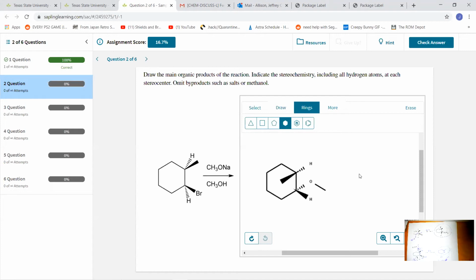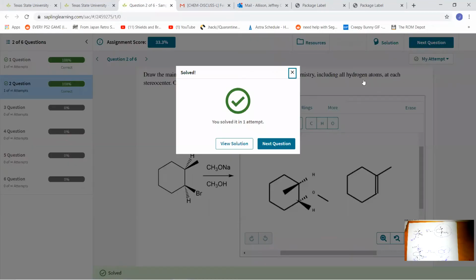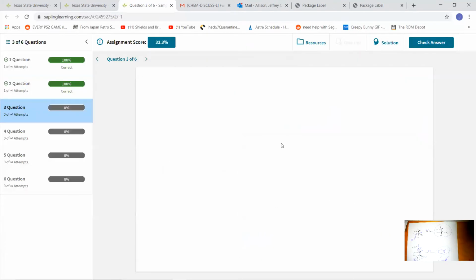Now, for this one, if you draw this ring, then you can draw a methyl group here. And since this is now planar, do not need to show stereochemistry because those are no longer stereocenters. Okay, so that looks like the two major products that I'm going to have there. So I'm going to check my answer. Okay, and everything is looking good.